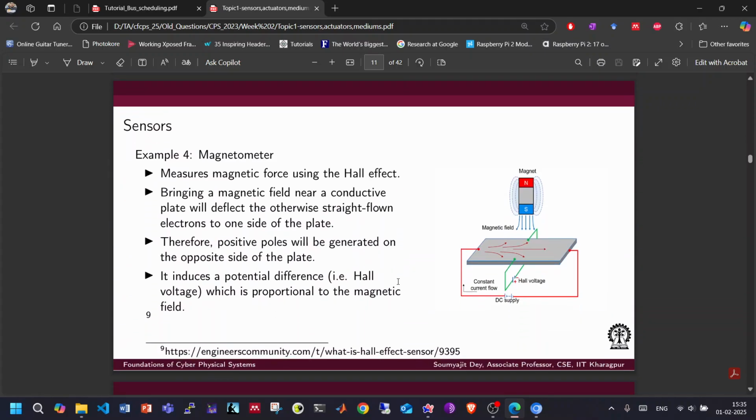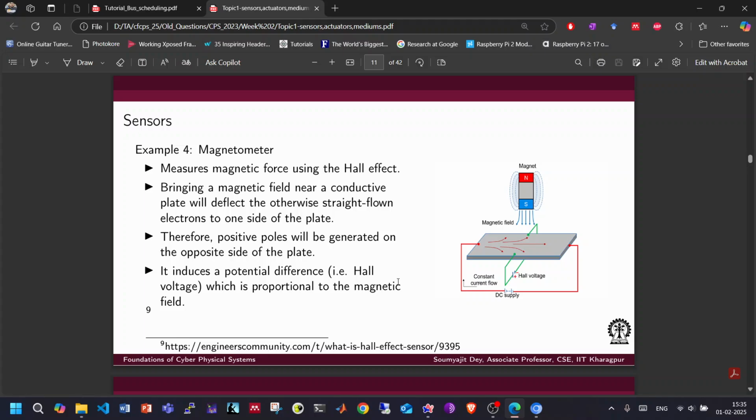And the third thing is the magnetometer. So magnetometer, basically here, again this can be done in multiple different ways. Here we are using a Hall effect based sensor as a magnetometer. So, what is the Hall effect, by the way?